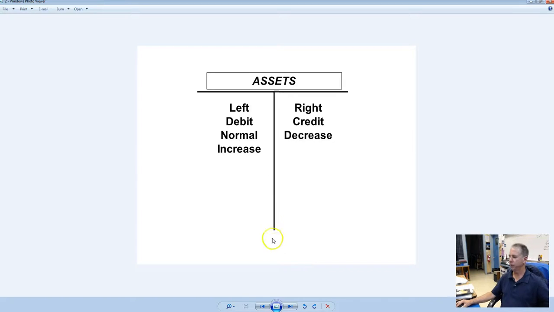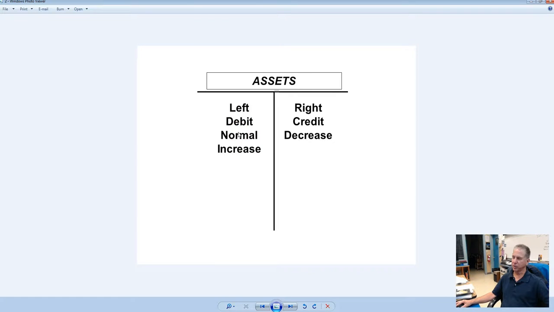So here, this thing here, it looks like the shape of a T. And the name of that is a T account. And the parts of the T account that we are dealing with here are, we have the title section, and then we have the left side and the right side. That's pretty simple. So the left side is also known as the debit side, and the right side is known as the credit side.